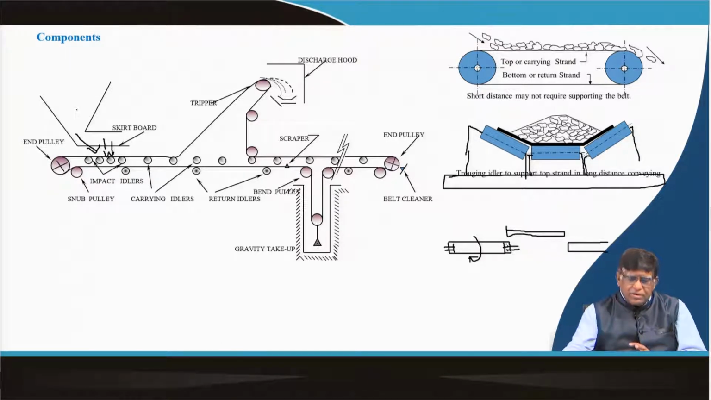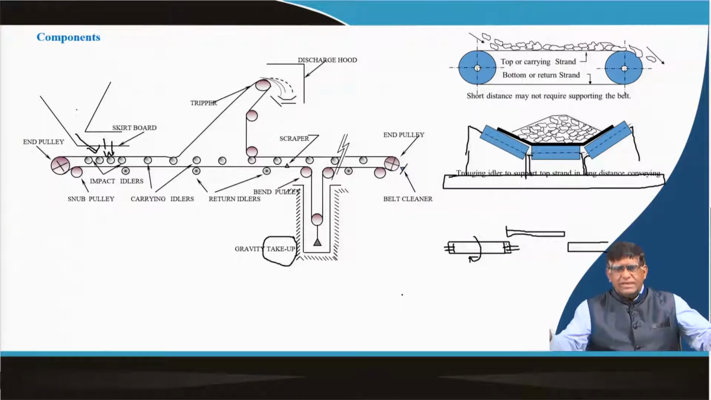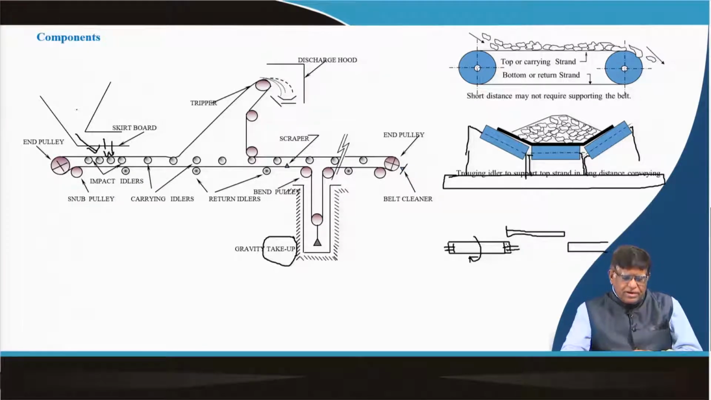Now, for keeping the tension of the conveyor belt, you have a tensioning arrangement. Tensioning arrangement is called take up. Take up means you are taking up the elongated or extension part. So, if the belt elongates because of this weight, it will come down. So, why is the tension required?